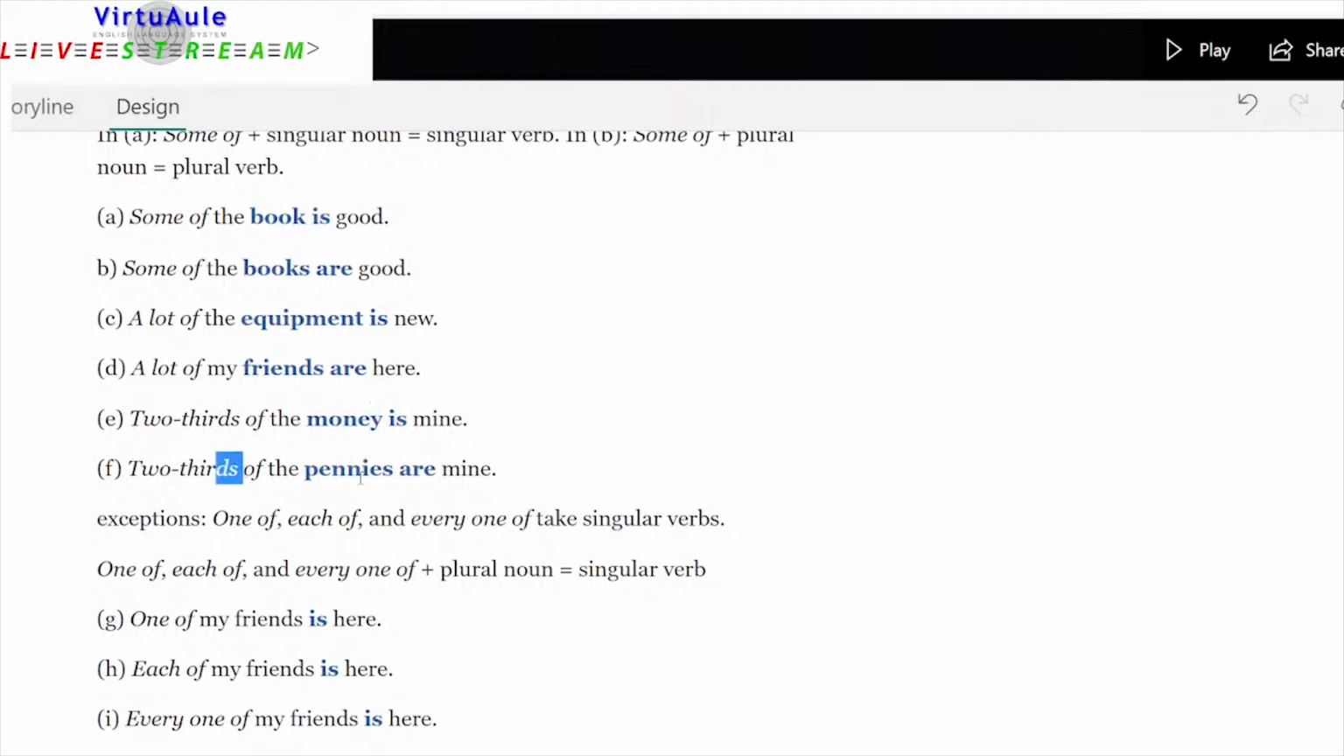Instead, if I say 2/3 of the pennies are mine, you see I'm talking about pennies. It's very similar to some. When the object of the subject is singular, you use a singular. When the object is plural, you use a plural.